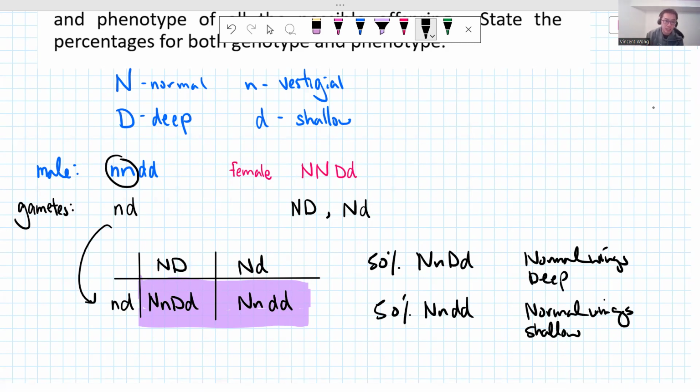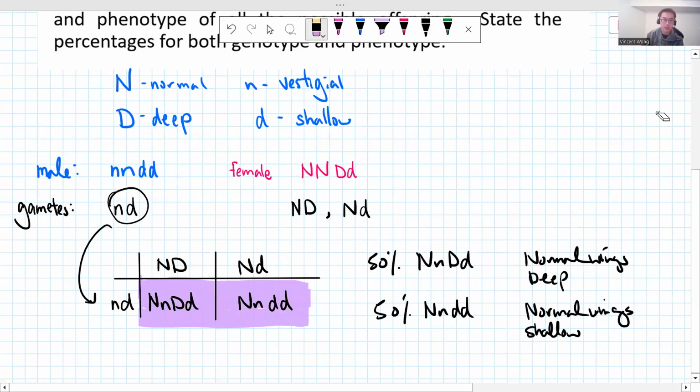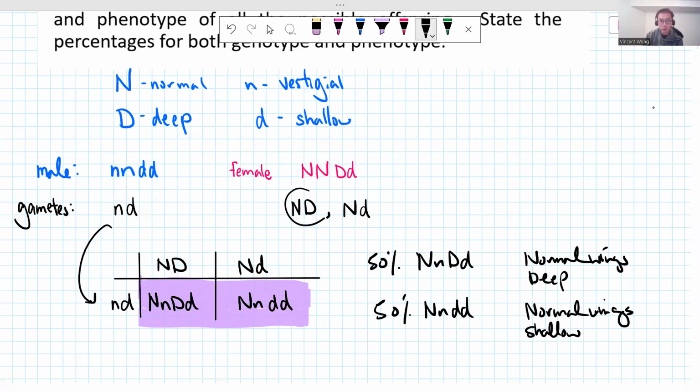And the same thing for the D, it's only small d, so all the sperm are going to have the small d in it. So in the end, there's only one type of sperm. And then for the female, there are two types of eggs.